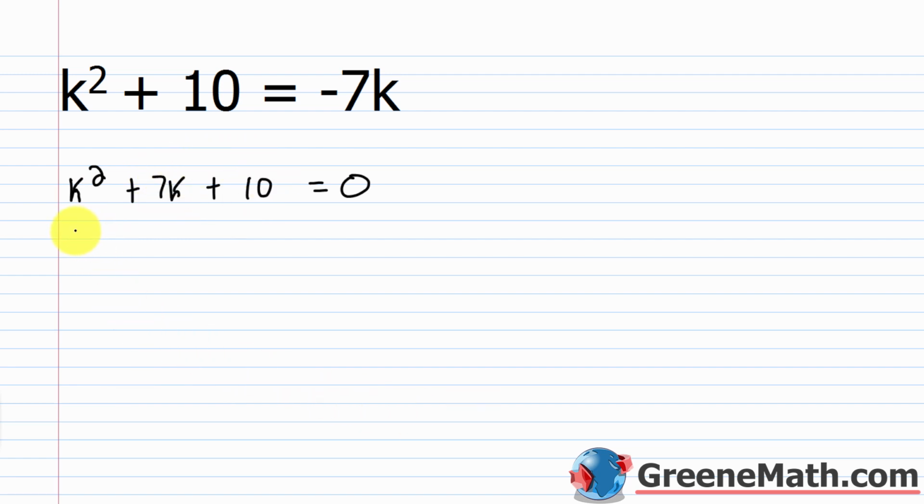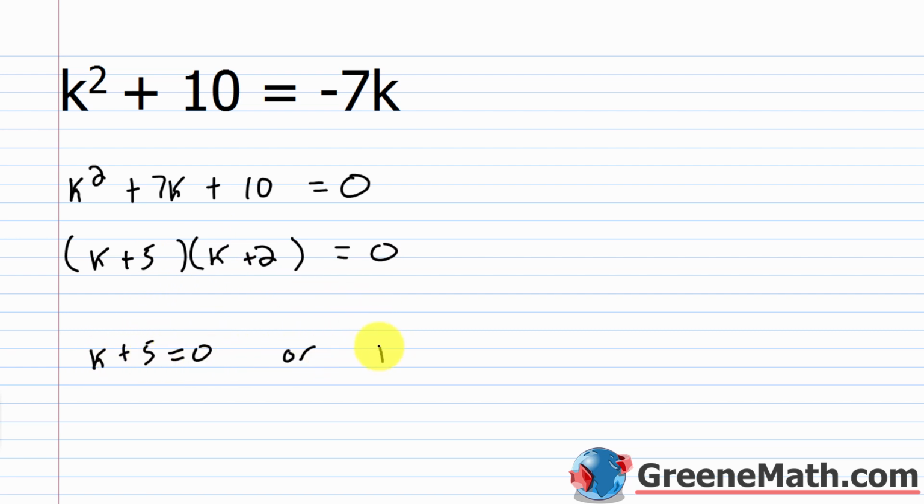All right, so let's factor the left side here and set that equal to 0. So I'd have k and k. So give me two integers that sum to 7 and have a product of 10. That's easy, that's 5 and 2. And so I'm going to set each one of these equal to 0. So k plus 5, set that equal to 0. And then also we'll set k plus 2 equal to 0.